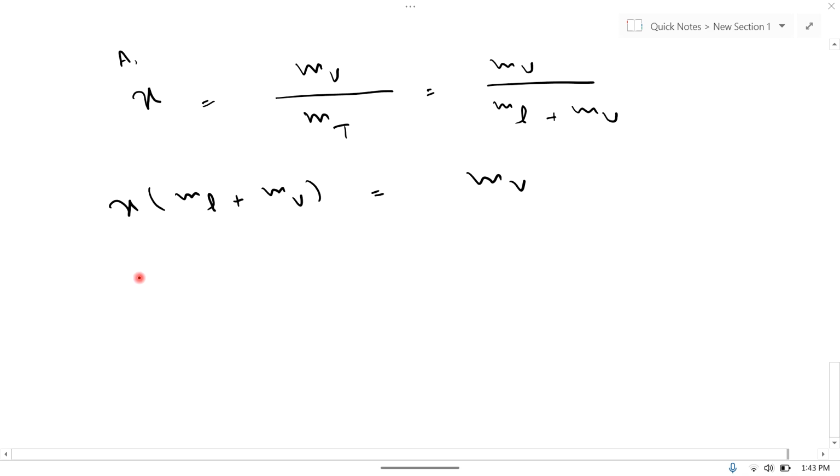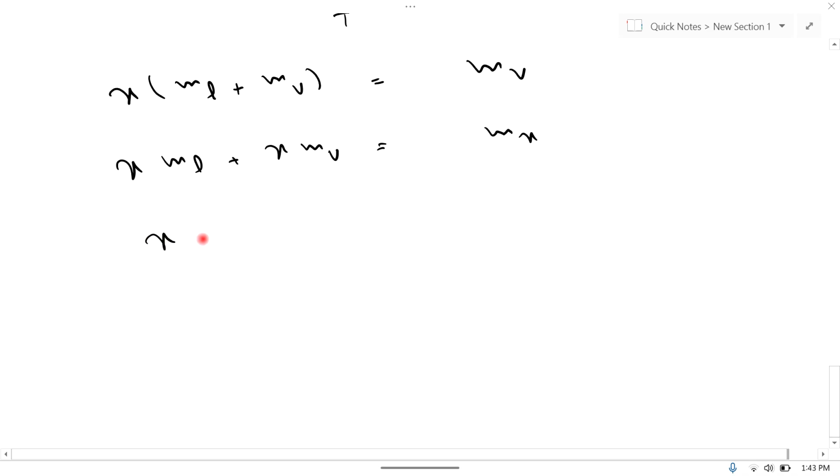Now multiply by X, so X ml plus X mv is equal to mv, or X ml is equal to mv minus X mv, or ml is equal to, dividing both sides by X, mv is constant, so (1 minus X) into mv divided by X.